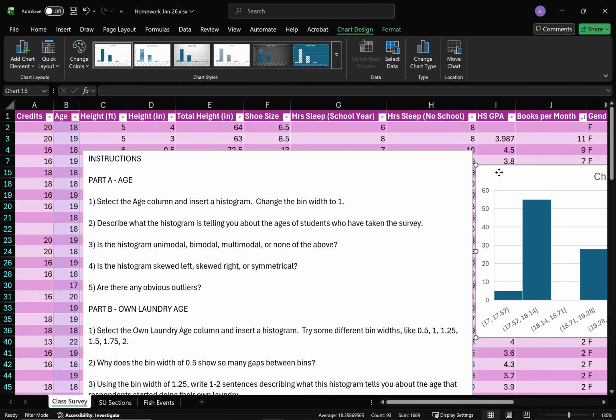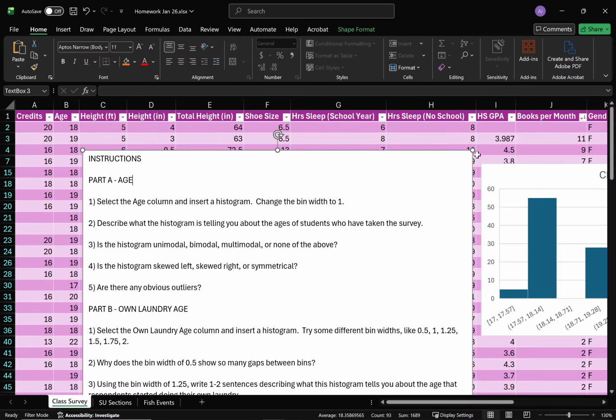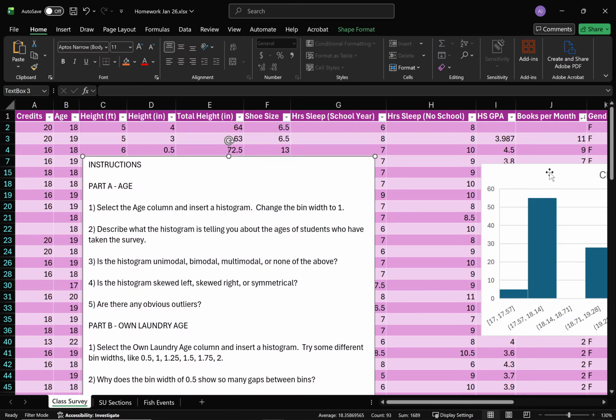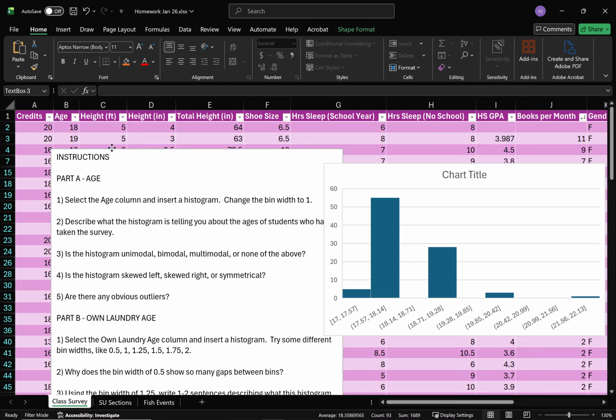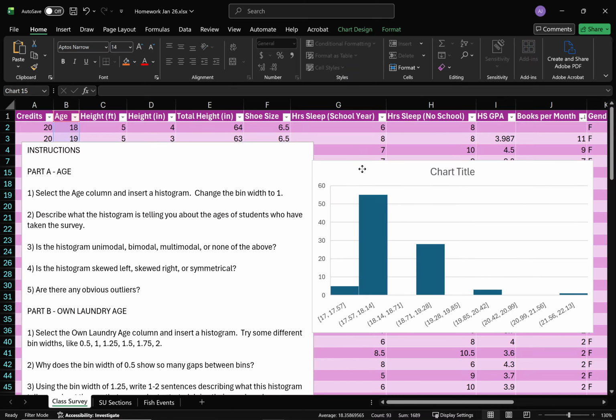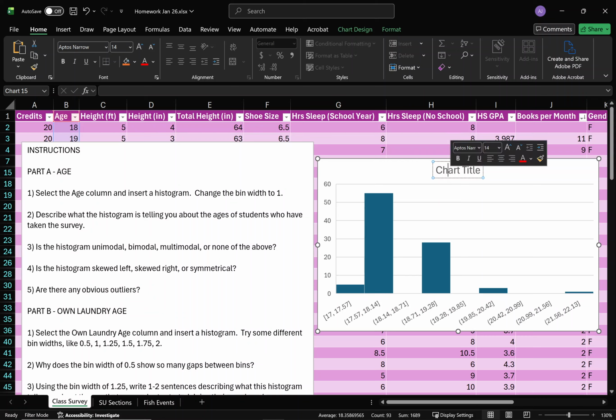Okay, let me move this off to the side a little bit so you guys can see. Oh, I need to make room here. Sorry. All right, so I'm just going to title this so I don't forget which one is which. This is age from the class survey.